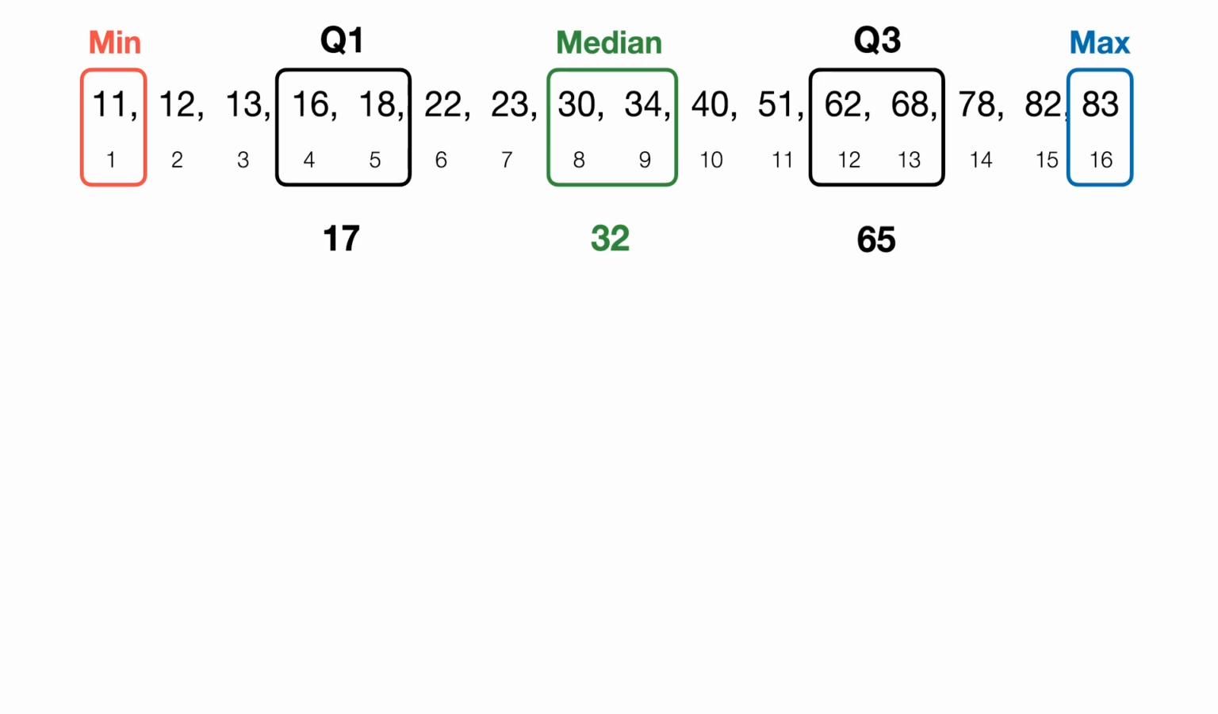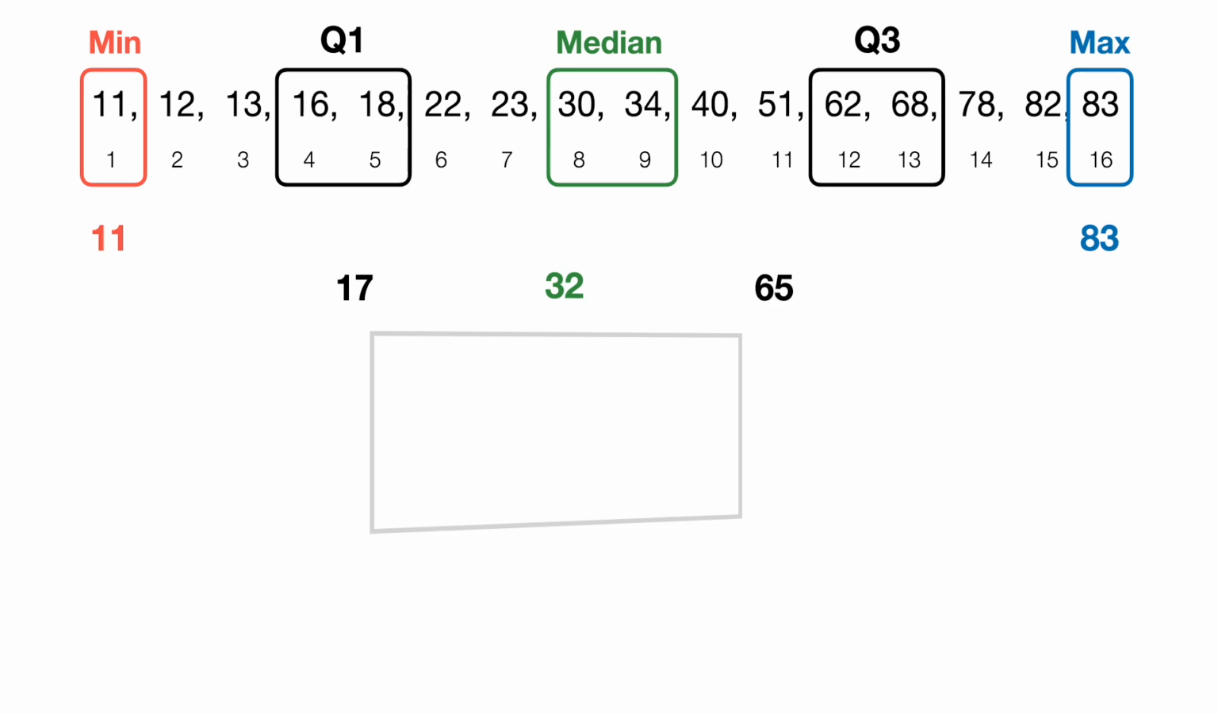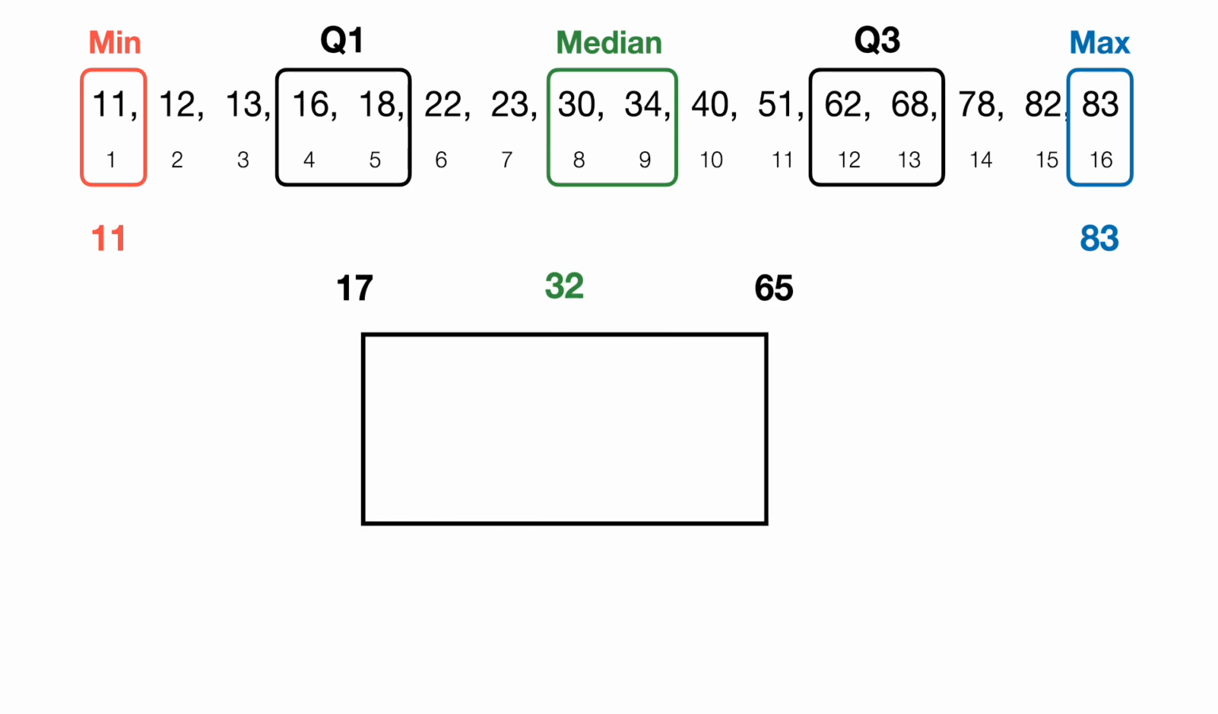And now we have everything we need to create our box plot. So again, start with Q1, Q3, and the median. And again, let's look at the numbers. So 17 is 15 away from 32, and 32 is 33 away from 65. So we're going to actually move this quite a bit closer to 17 here.